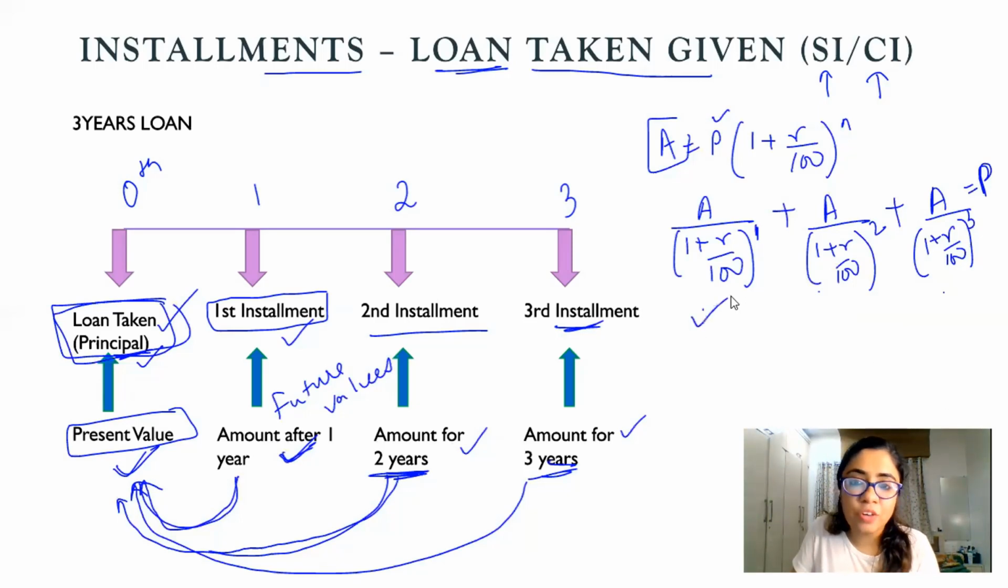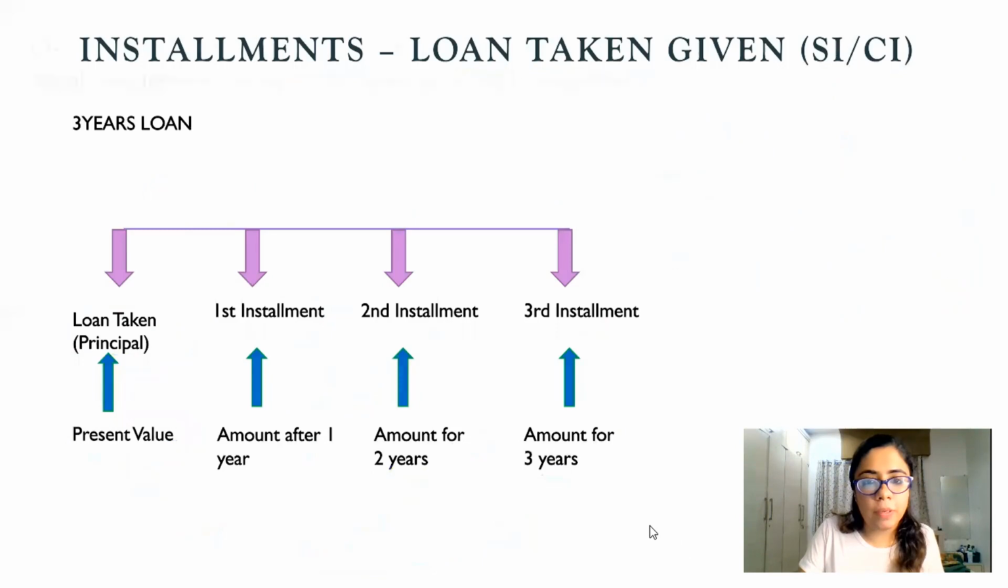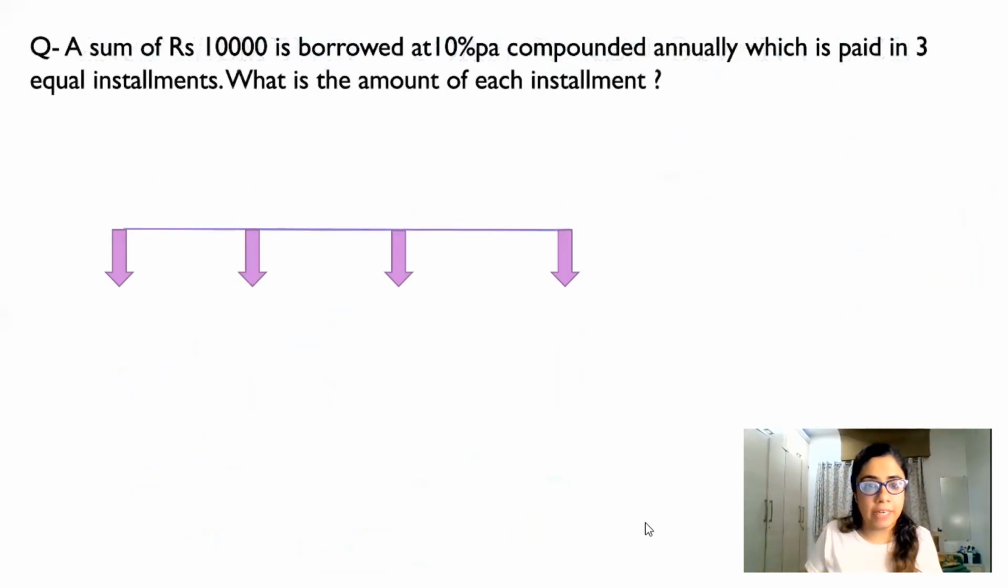Because this is some part of the principal which you're paying as the first installment, some part of the principal, some part of the principal. So this will give you the total principal or the total loan you had borrowed. Again, it could be equal installments or it could be unequal installments. So it depends on the question. So let's solve a problem so that you understand it perfectly.